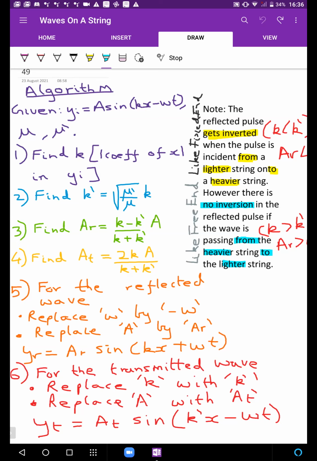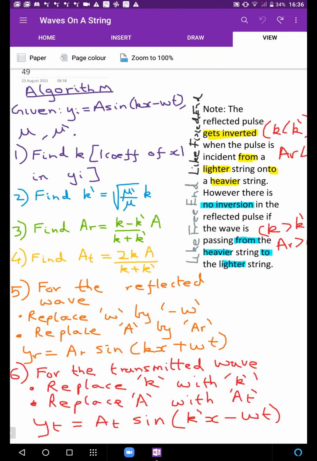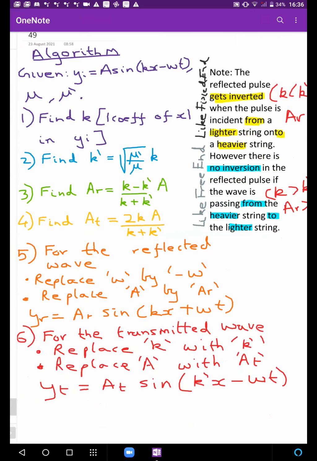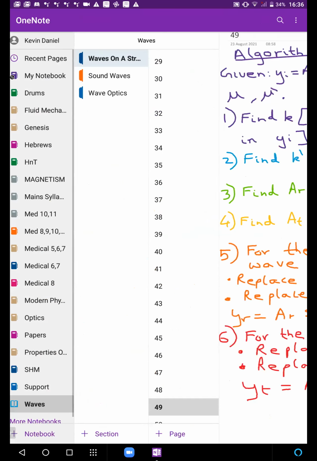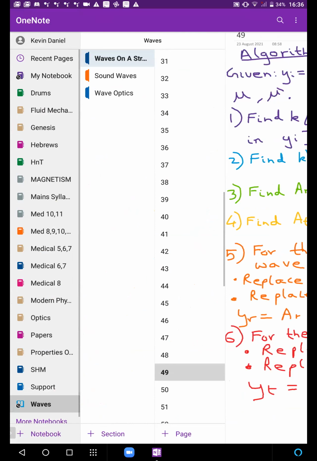Fair enough. So yr is ar sine kx plus omega t, yt is at sine k dash x minus omega t. The transmitted wave is still going along the same direction. तो यहाँ पे sign change कुछ करना नहीं है. The only difference is k is different. ठीक है? Because it's a different medium, so k is different. Okay, some examples on that for you to try.